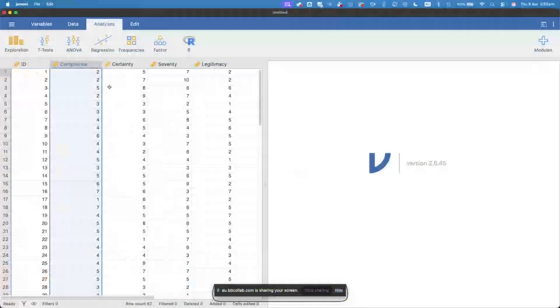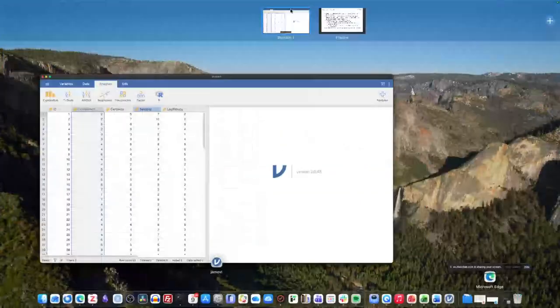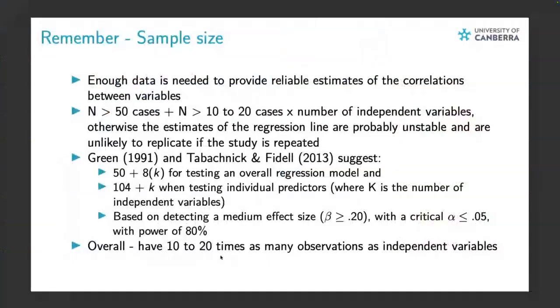Using that threshold, if we have, say, 2 independent variables and we have 62 observations, then that would meet the criteria there. So we could reference this criteria and say it meets the threshold.